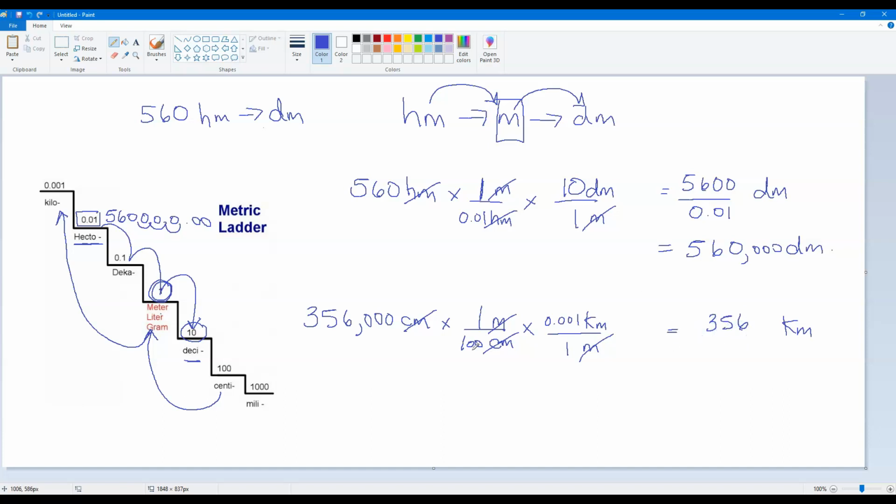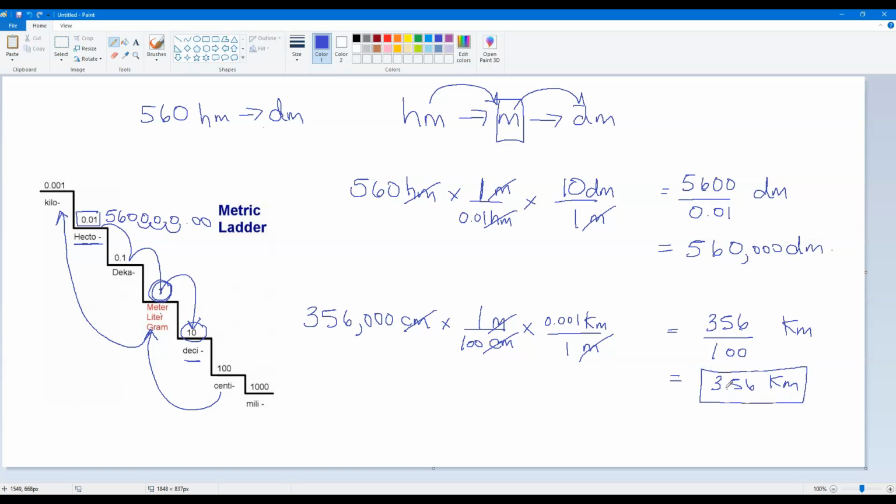356 on the top, and then on the bottom I'll multiply across. 100 times 1 gives me 100, and then when I divide 356 by 100, it gives me 3.56 kilometers as my answer.